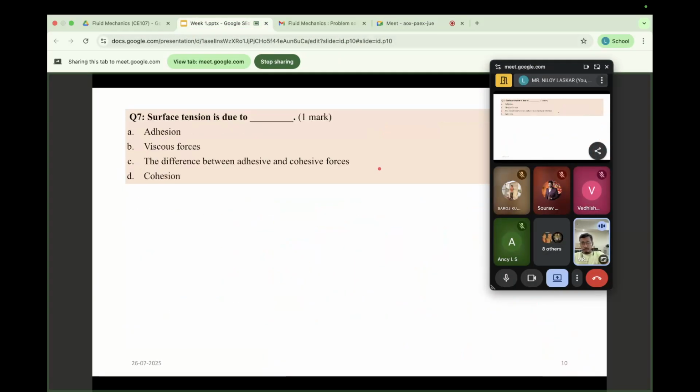So I am moving to the next question. Here, surface tension is due to blank. You have to fill this blank. The options are adhesion, viscous force, difference between adhesive and cohesive force, and cohesion. These are the four options. Please try to answer.